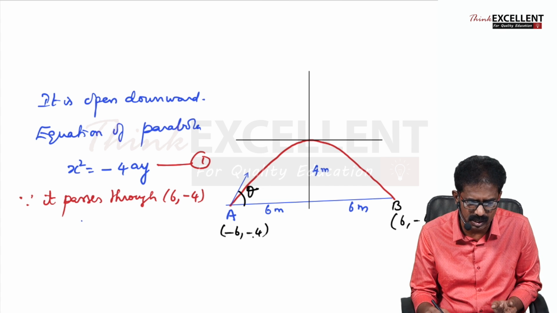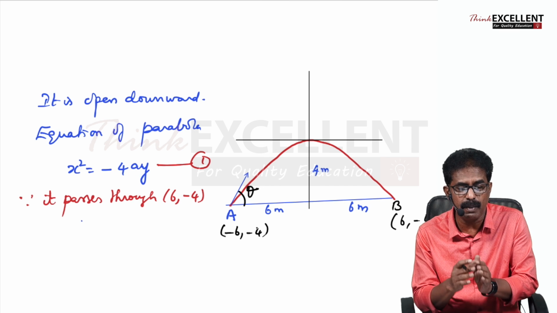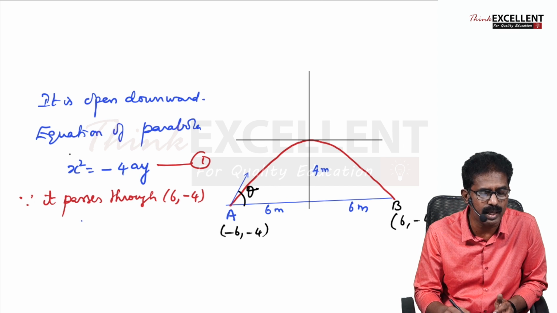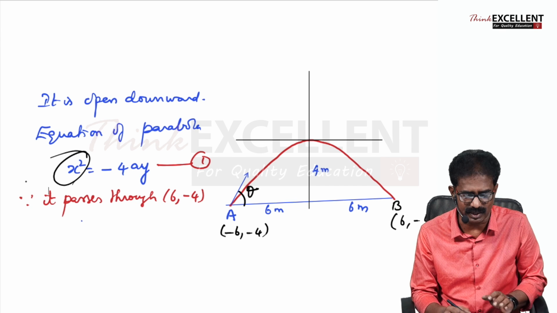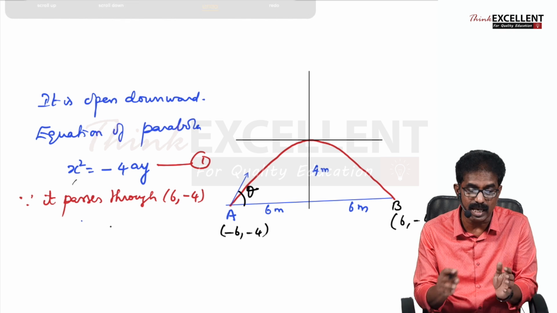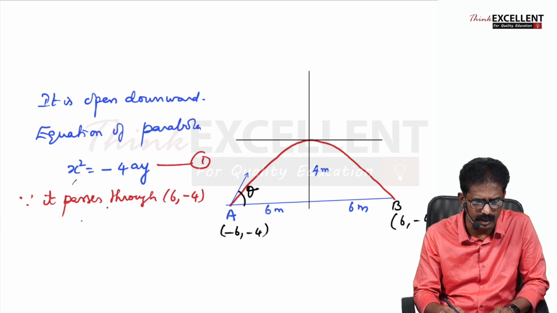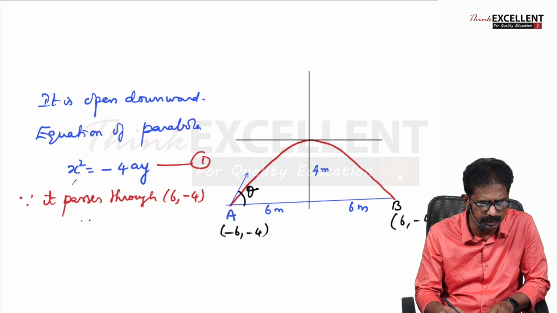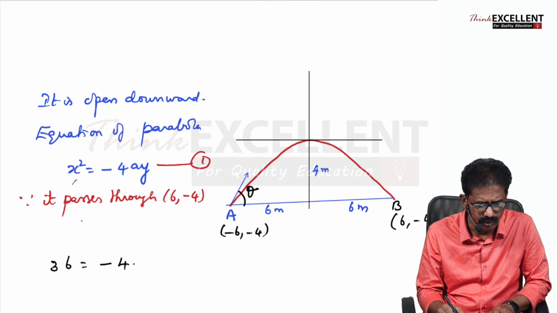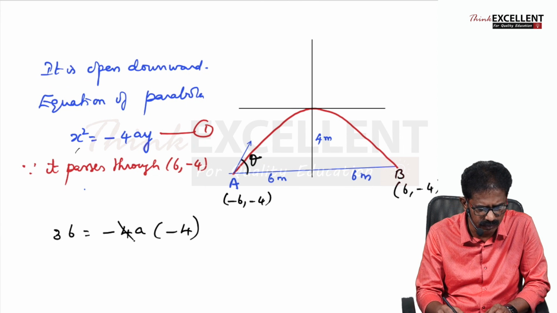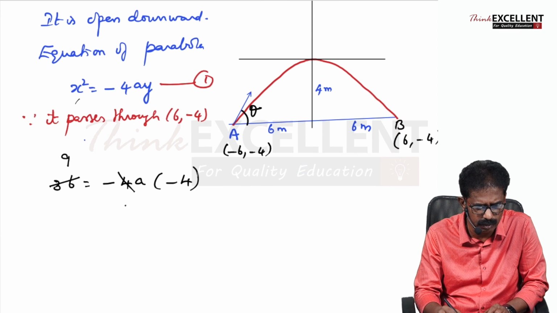Why? In both the cases, y coordinate is minus 4. X coordinate is only plus 6 or minus 6, but here x square is there, no? So since you have x square, instead of x you put plus 6 or minus 6, it is 36, right? Because when you square it becomes positive. So you can use any point here, either A or B. I am using 6 comma minus 4. If you substitute, x square, 6 into 6, 36 equal to minus 4a into y, which is minus 4. So I'm cancelling 4 and 4: 9 fours are 36. Right side, minus into minus is plus. So 4a equal to 9.